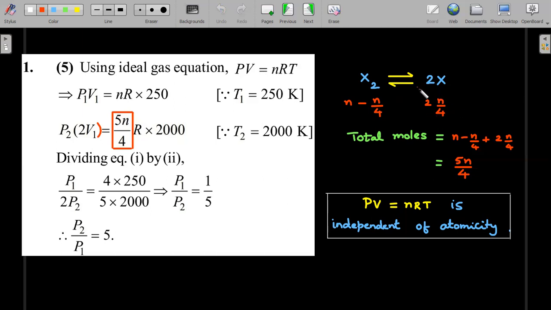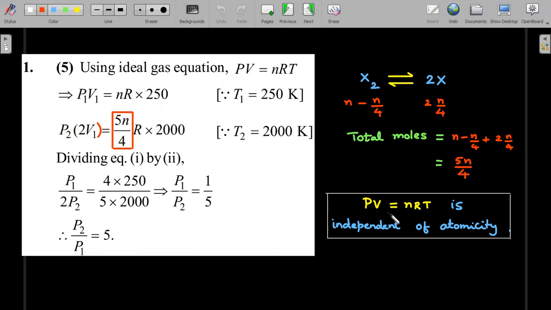Therefore, the total number of moles in the gaseous system would be the summation of these two numbers, both the reactants and the products. When you add up, you end up getting 5n by 4 in comparison to the original n, which is to be taken in your PV equal to nRT equation. So when you write PV equal to nRT for the initial state, you'll write n, and in the final state, I'll put this 5n by 4 in this position, where the temperature he has already given us is 2000 Kelvin. So divide the two equations, and if you are careful with your calculation, I don't think anything can stop you from collecting the marks easily in the exam.